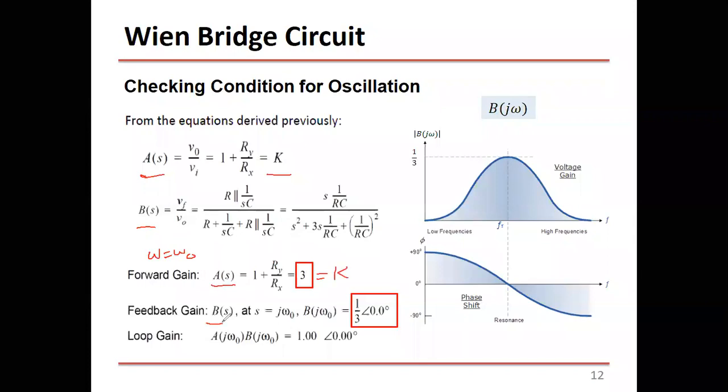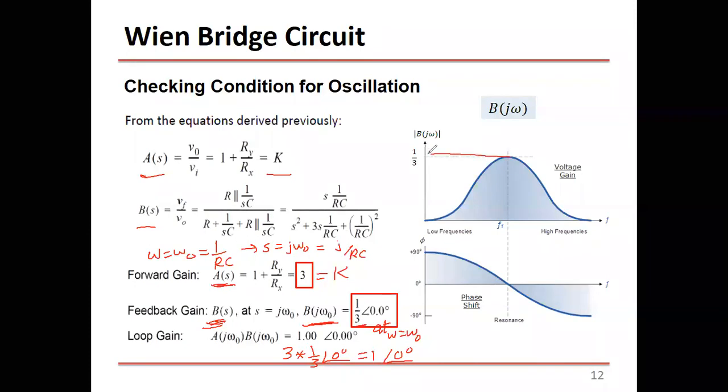And B of S in this case, if we substitute omega here with omega 0, and remember that omega 0 is 1 over RC, if you replace every S here, so we just replace S with J omega 0, which is J over RC, right? If you substitute S with this, you're going to end up that B of J omega 0 is 1/3 angle 0 degrees. This is only at omega equals omega 0, which is correct, because if you multiply A of S by B of S, 3 times 1 over 3 angle 0 degrees, this is 1 and angle 0 degrees.